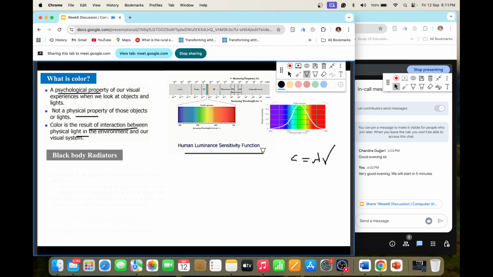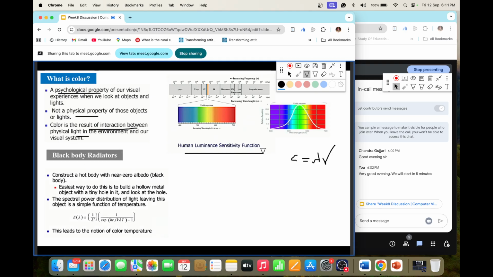Then we have a concept called the black body radiator. In black body radiation, every hot object emits a radiation that is inversely proportional to lambda to the power 5.